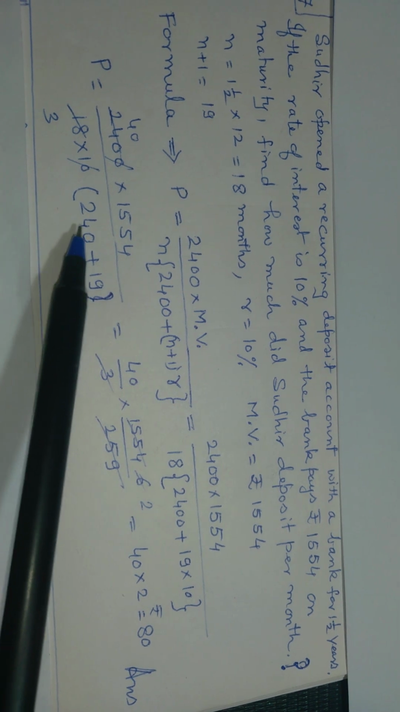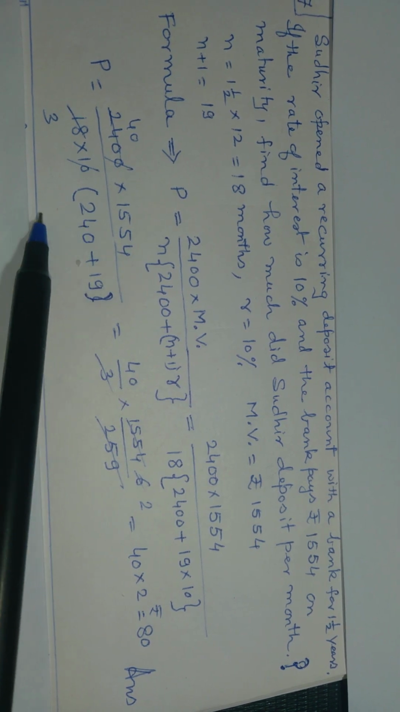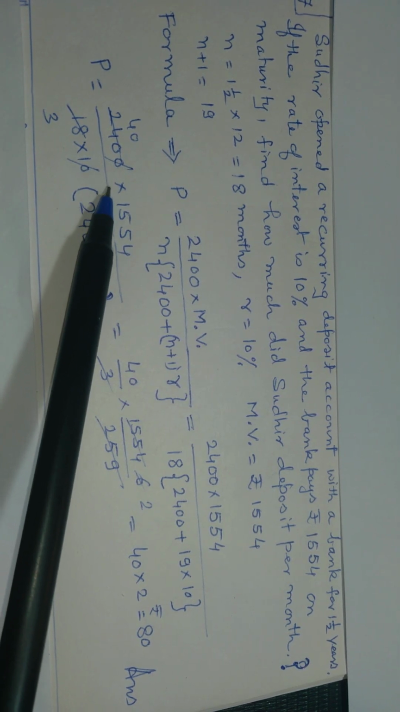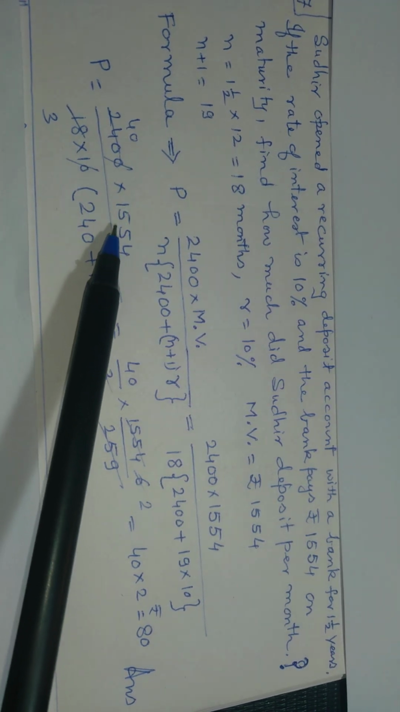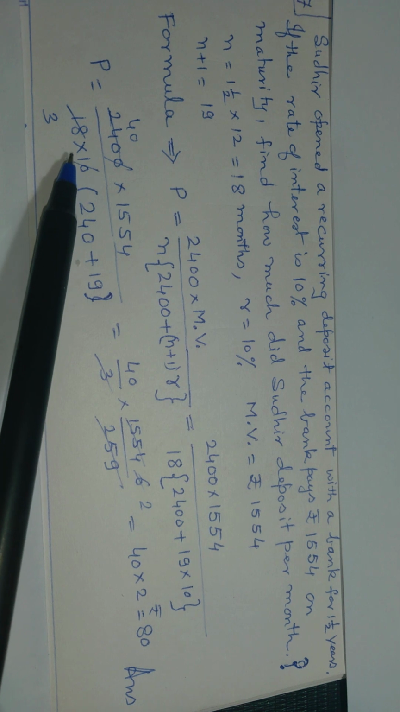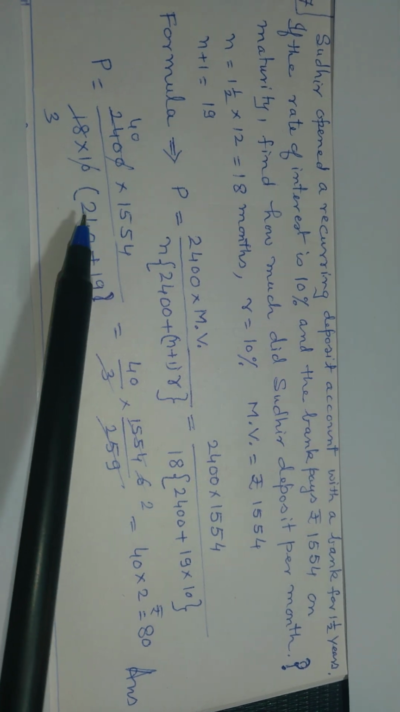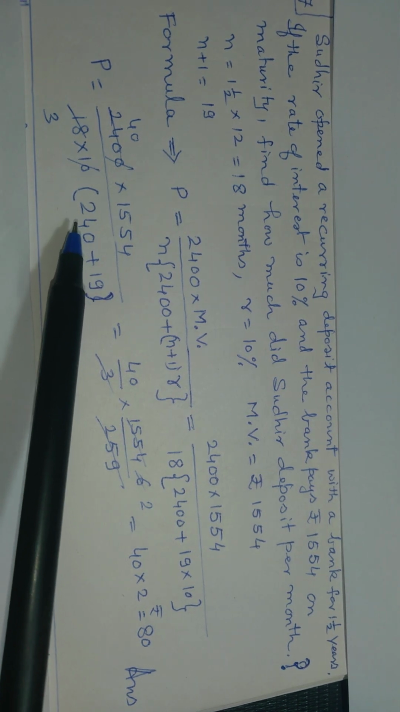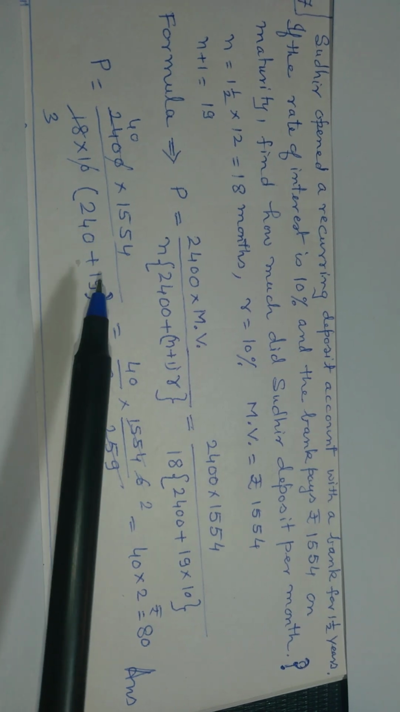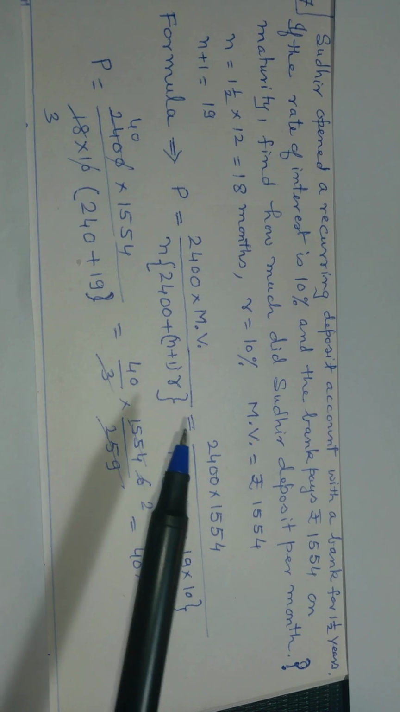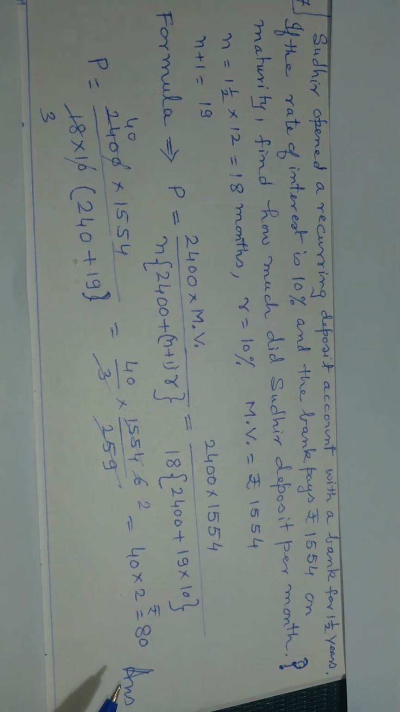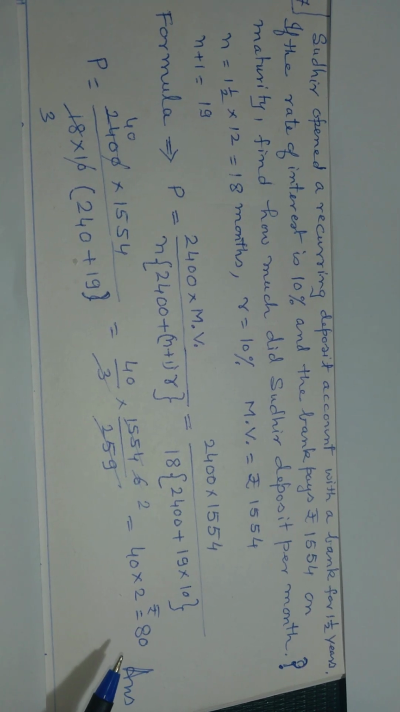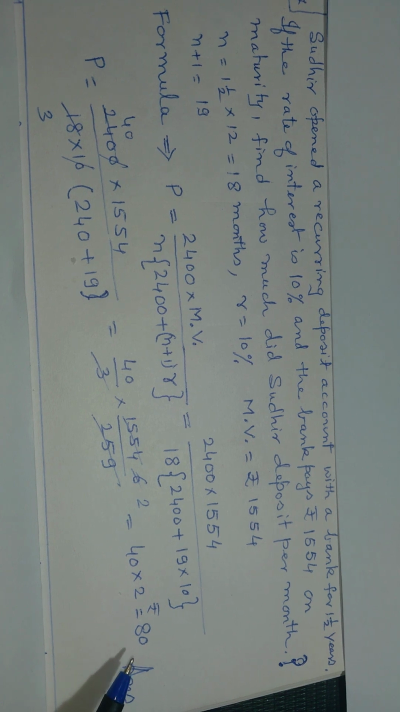You just further solve it. The principal P will be equal to 2400 into 1554 whole divided by 18 into 10 into bracket 240 plus 90, and solve it. You will get the answer of this question. That will be rupees 80.